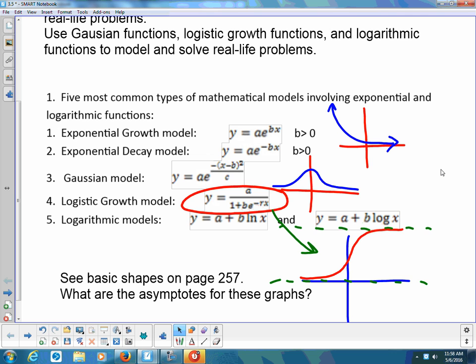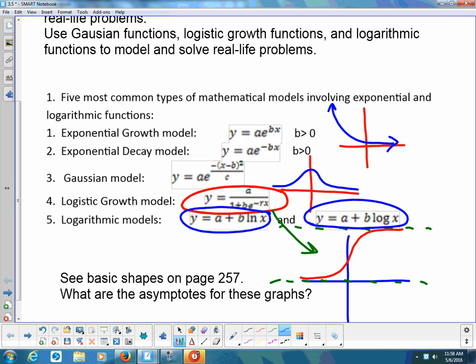And then lastly, we have the logarithmic models. The graphs look something like this. And what's unique about these that the other ones did not have? A vertical asymptote. In this case, the vertical asymptote is at x equals 0. But if we shift this left or right, then the vertical asymptote will change.